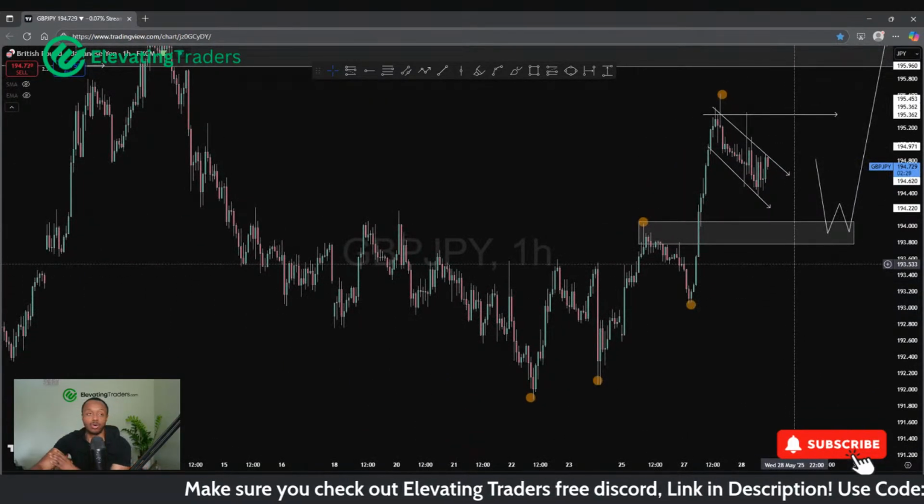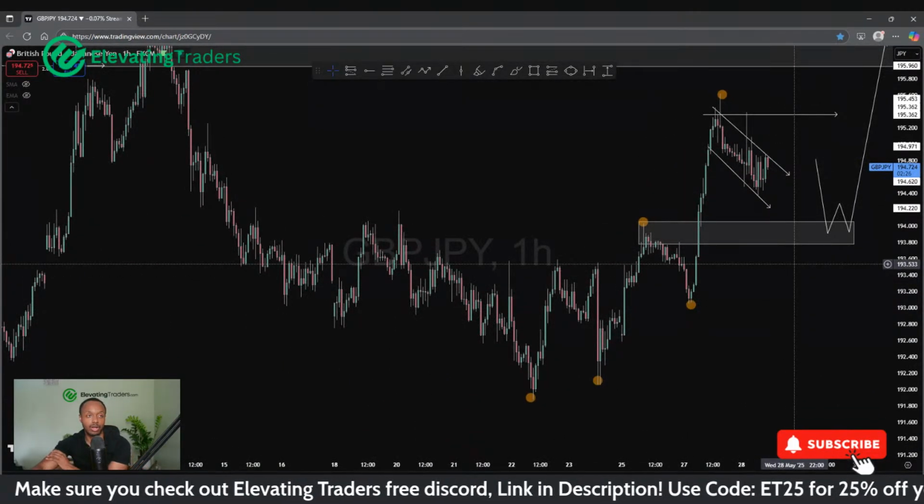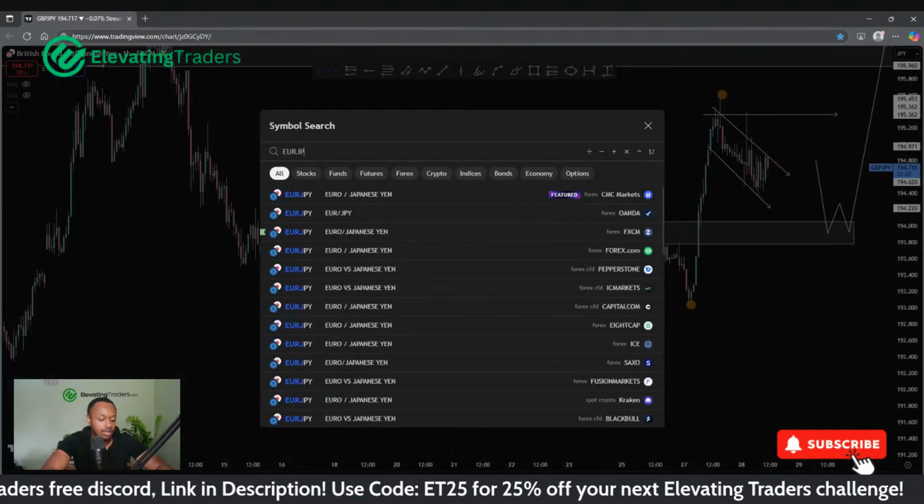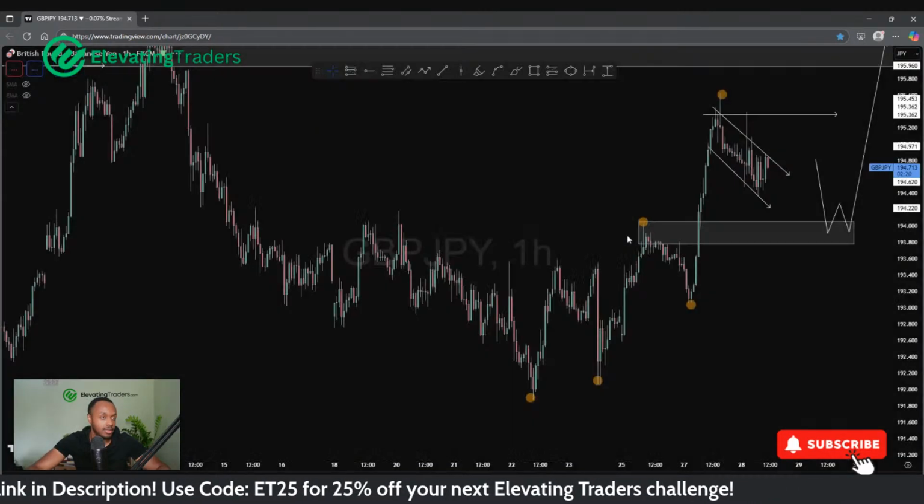But yeah, I would call that a bull flag. Market's looking very bullish. I think there's a lot more upside to be had. I think probably pound yen is looking like one of the cleaner of the yen pairs.